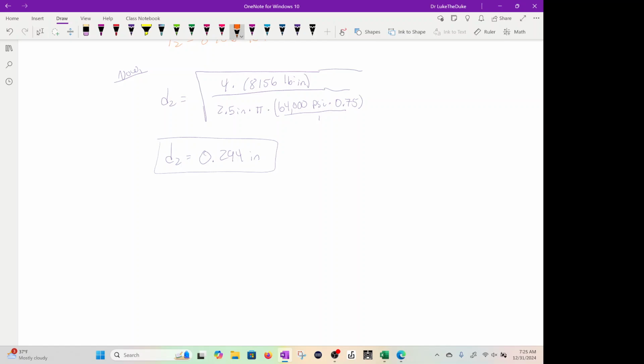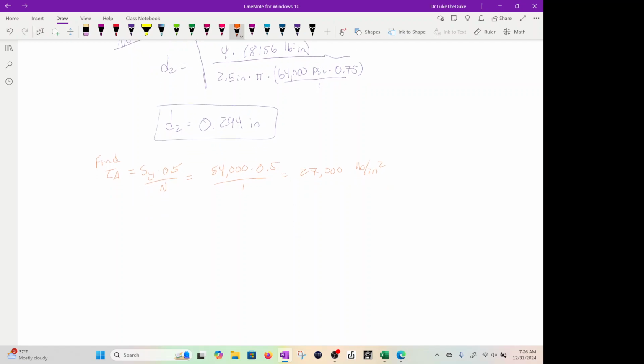So what we're going to do is find tau A, and we'll check that. Okay, so tau A was SY times 0.5 over the design factor. So this is 54,000 times 0.5 over 1, and you get 27,000 pounds per inch squared. Right?